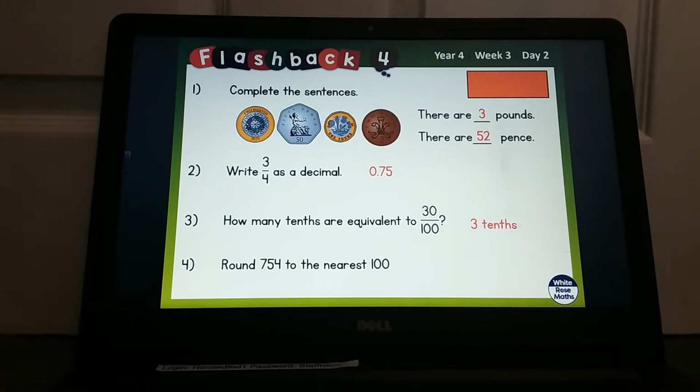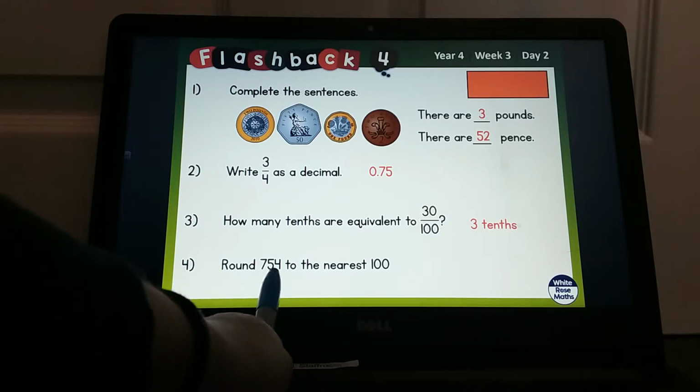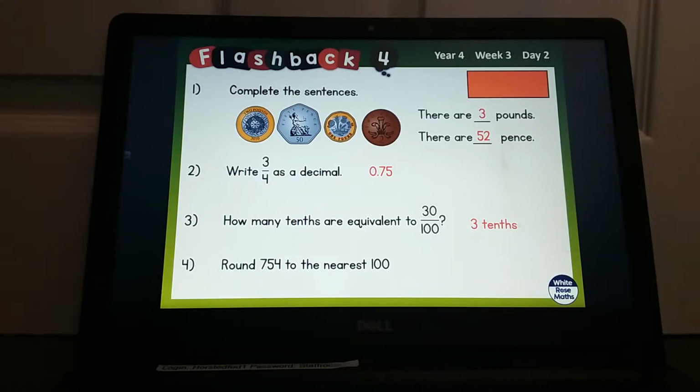Last one is one that we haven't done for a very long time. I haven't done this since September. So rounding 754 to the nearest 100. We know if we're rounding to the nearest 100, we're going to look at the next column down to tell us whether we are rounding up or down. So the next column down from hundreds would be our tens. And our tens digit is 5. If I've got 5 tens, that means I'm going to be rounding up to the next 100. And the next 100 up would be exactly 800. Well done. And that shape in the corner is a rectangle. Perfect.